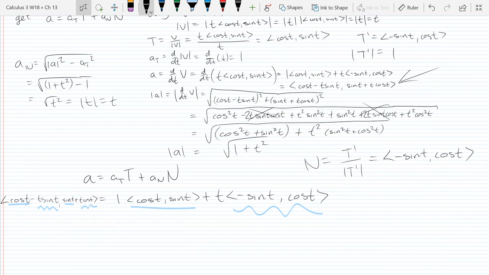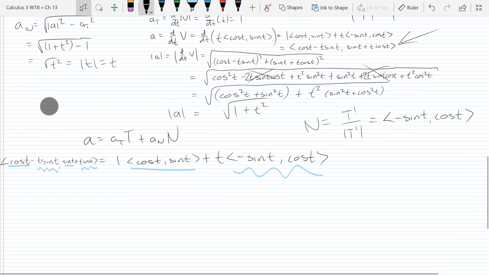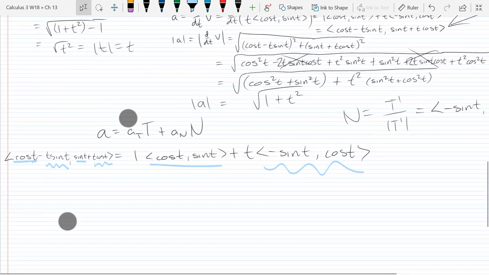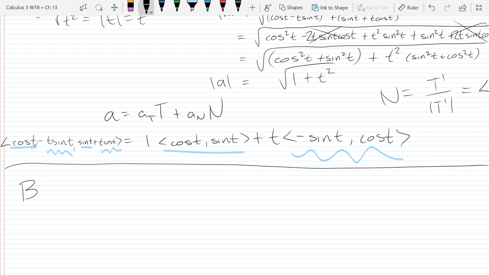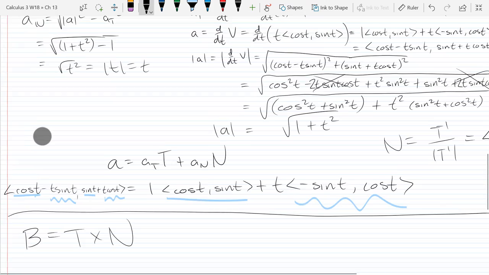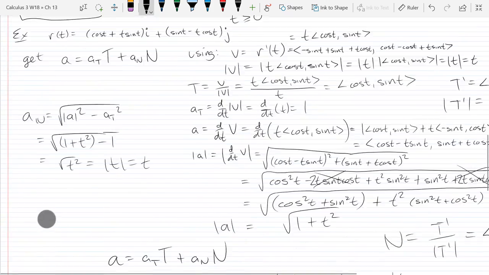All right, so the next thing we're going to look at is B. What in the world was B? So that was the end of that last example right there. We just computed the acceleration. So what do you remember about B? It's a T and B frame. It was perpendicular, orthogonal to the T and the N.